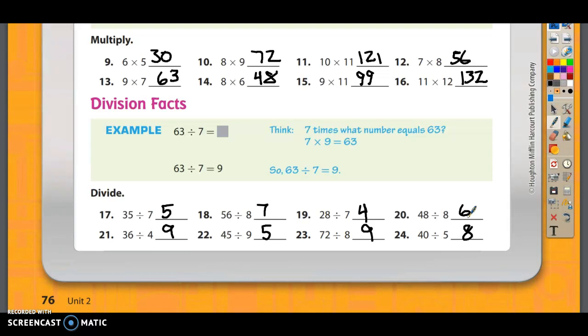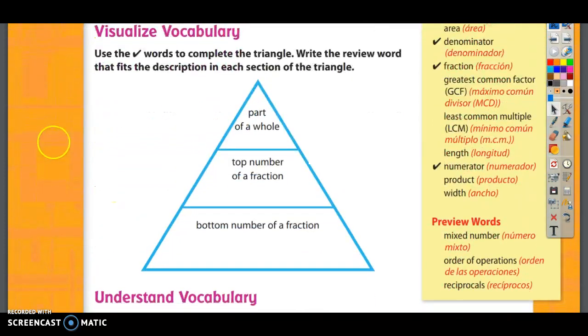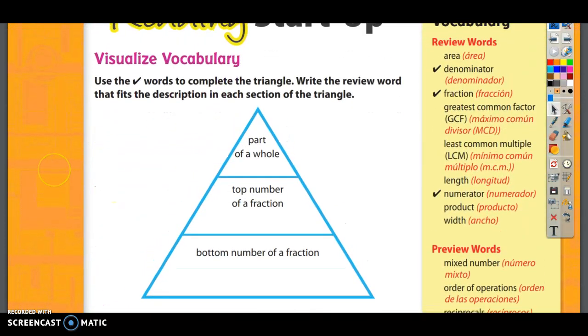Okay, we're going to go ahead and just roll right into the next page. You need to actually turn in your page, and we'll do some vocabulary. It says, use the checkmark words to complete the triangle. You write the review word that fits the description in each section of the triangle. So the options are to use the checkmark words, which are denominator, fraction, and numerator. Let's read our options. Part of a whole, the top number of a fraction, and the bottom number of a fraction. Well, the top number of a fraction is the numerator.